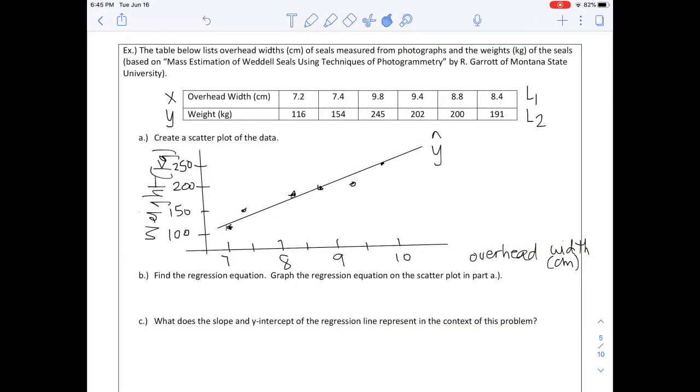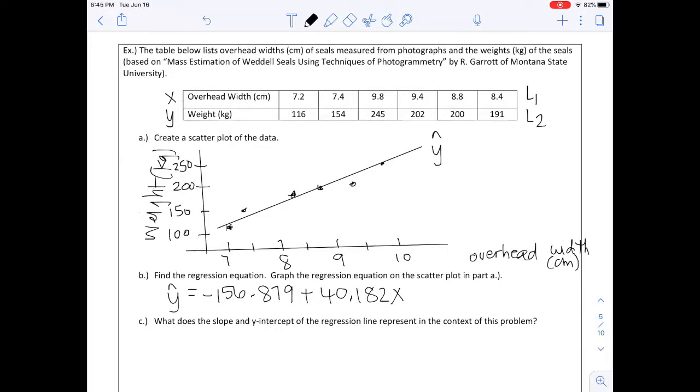Part B says to find the regression equation and graph the regression equation on the scatter plot in part A. Well, we did that part already. So the regression equation, to find that exact equation of the line, from our calculator we get y hat is equal to, and we're going to round to 3 decimal places, I have negative 156.879, that was the value of A, plus B, which is going to be 40.182, and then x. That's our value for B.